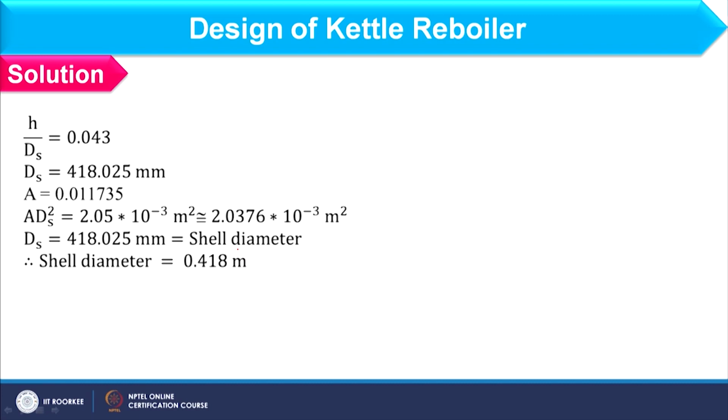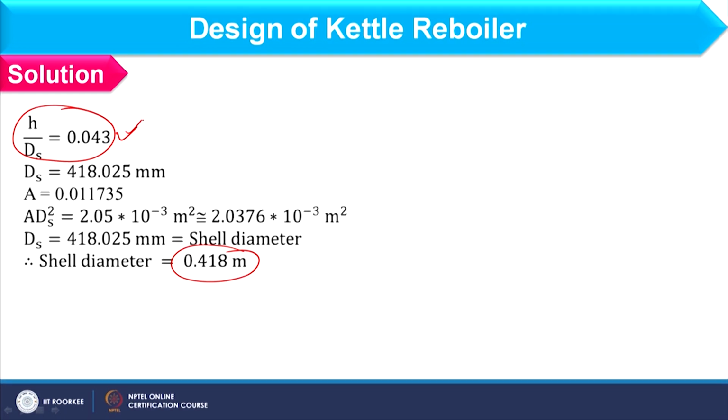Okay. Otherwise, we should obtain a slightly larger value than SA. SA calculated will never be less than SA. Okay. Perfect design, and for perfect design these two areas should be equal. So, the iterative procedure you can see, and we can obtain the final diameter of shell as 0.418, and that is corresponding to h by ds value as 0.043.